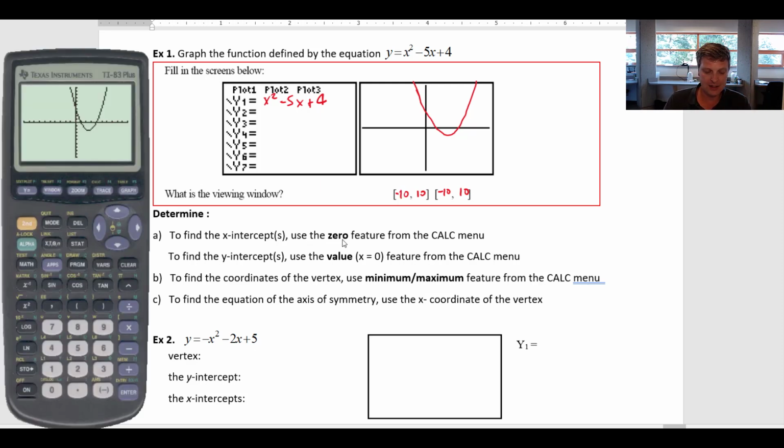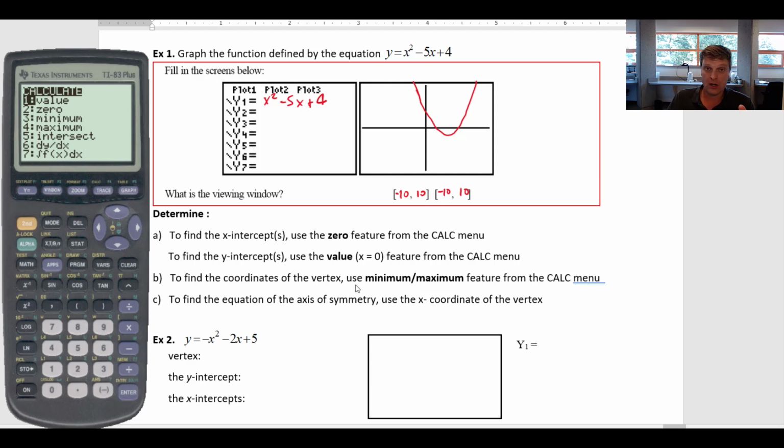If you want to find the x-intercept, we're going to do that through that second function trace, that's the Calc menu. So to find x-intercepts, we're actually going to use the 0 function. So that 0 will help us find x-intercepts. To find the y-intercepts, we're going to use the value function. So that'll help us find the y-intercept. And one of the ways we'll do that is we know that the y-intercept occurs when the x value is 0. So we'll just input a value of 0. We'll do an example in a second.